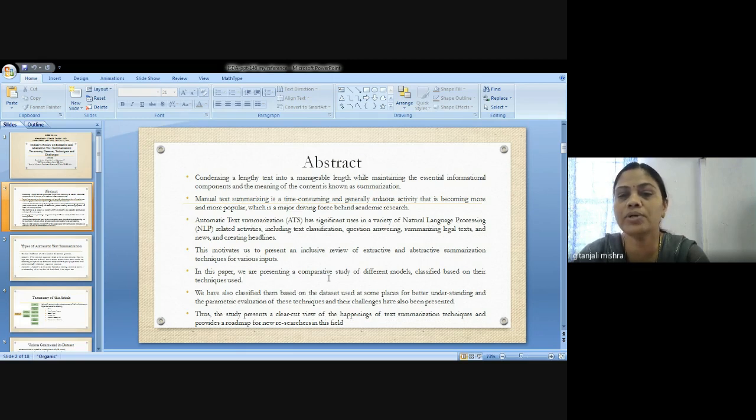We are doing a comparative study on different models, and it is classified based on the datasets used and the different techniques used. So we have classified automatic text summarization into two parts, that is extractive and abstractive summarization.